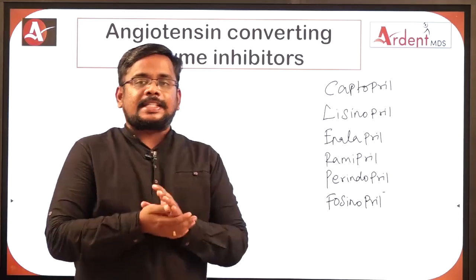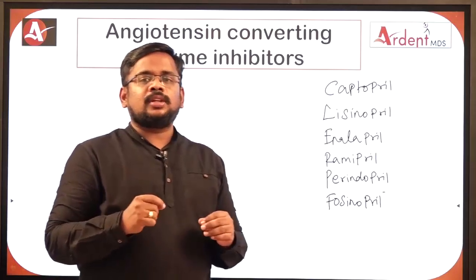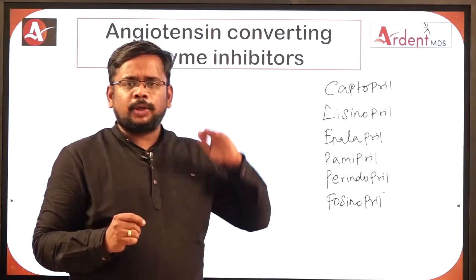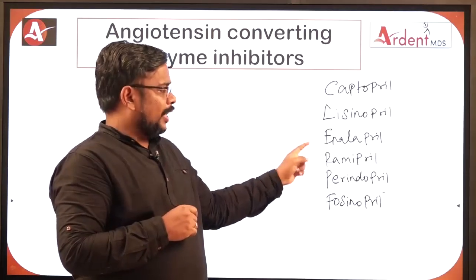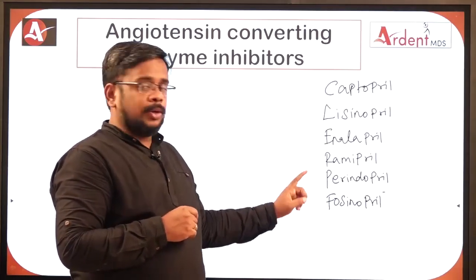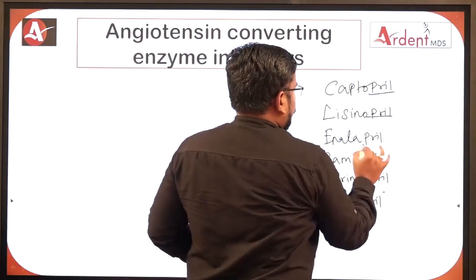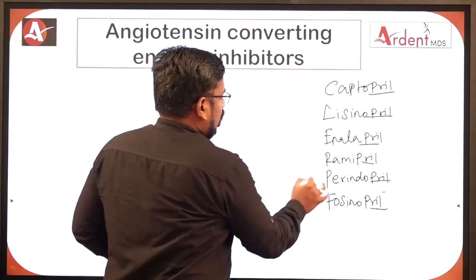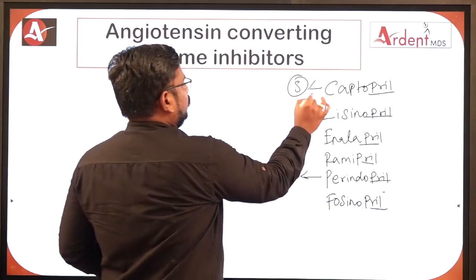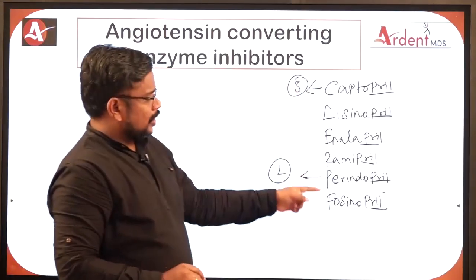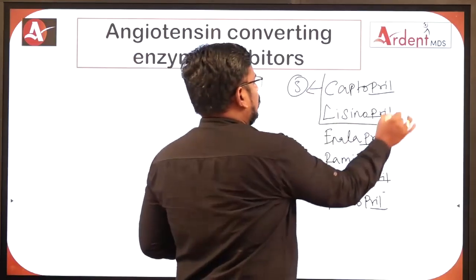The next category of drug is angiotensin converting enzyme inhibitors. Those drugs which inhibit the conversion of angiotensin 1 into angiotensin 2. Those drugs are captopril, lisinopril, enalapril, ramipril, perindopril, fosinopril. Most or all of the drugs end with pril. Among these, the longest acting is perindopril, the shortest acting is captopril. All these drugs are prodrugs except captopril and lisinopril, which are not prodrugs.